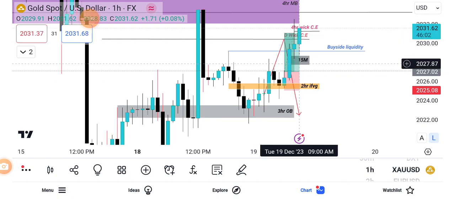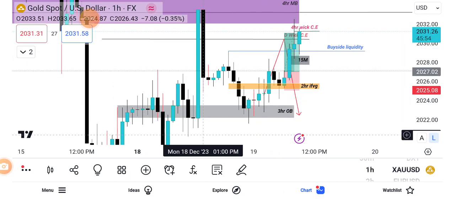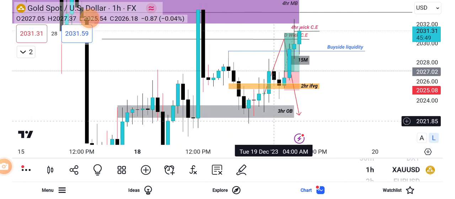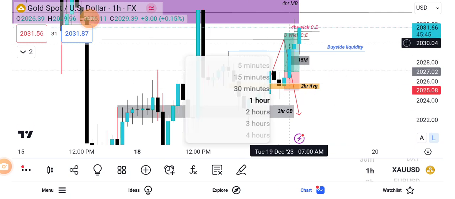We had this rally higher. We have a fair value gap here, which will be a draw on liquidity, an internal range liquidity, with these liquidities below here also being liquidity that we should be targeting. So that's how I analyzed these trades.